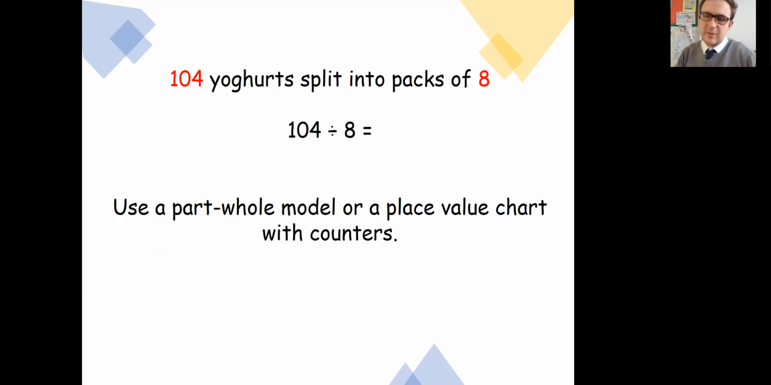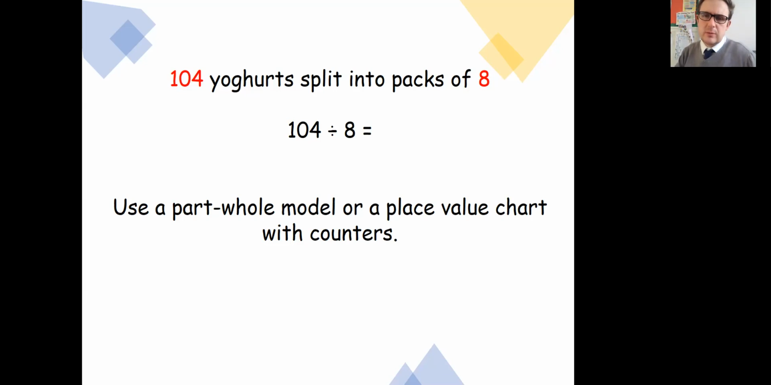Okay, so we've got different methods we can use to work that out. We've got the part whole models, we've got the place value charts, and over the past few days I've seen some people prefer to use the part whole, some people prefer to use the place value. That's completely up to you which method you want to choose. But I'm just wondering, looking at that, are we going to have full packs of yogurts, or are we going to have some left over at the end? I don't know. Maybe you can work that out for me.